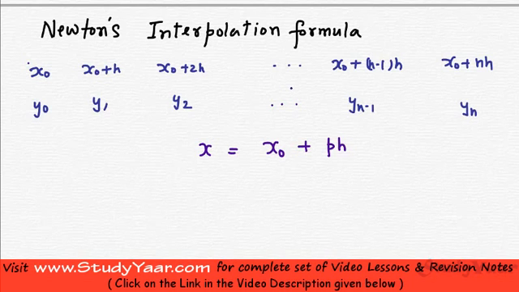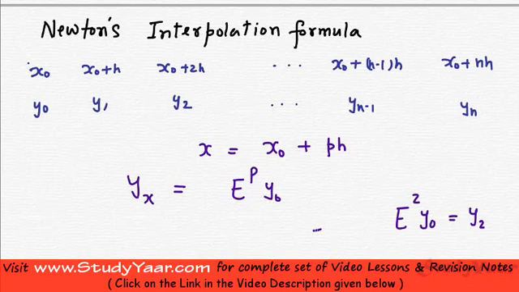Essentially what you have is y at x, which is y at x0 plus ph, that you want to find out. It is going to be E raised to power p y0, right? What is E raised to power 2 y0? It's going to be y2. Similarly, what is E raised to power p y0? It's going to be yp, which is y at x0 plus ph, right? So you have E raised to power p y0, which you want to find out.